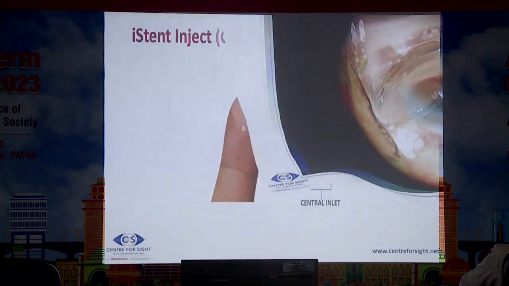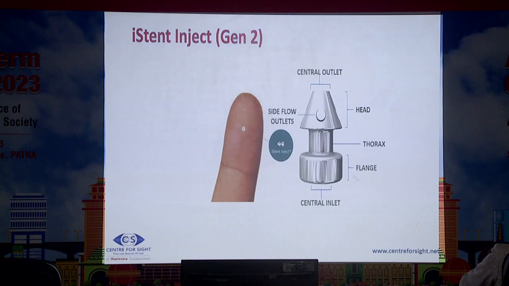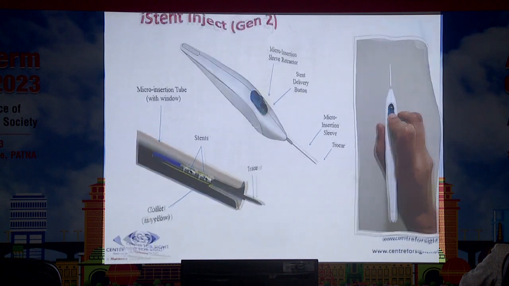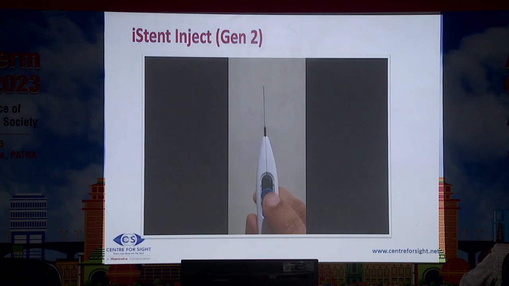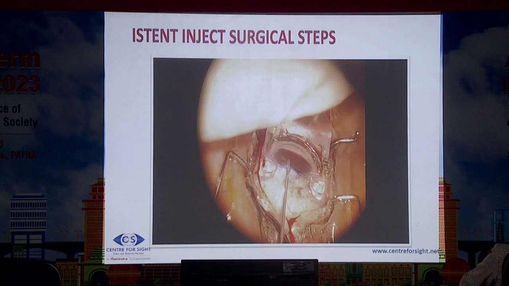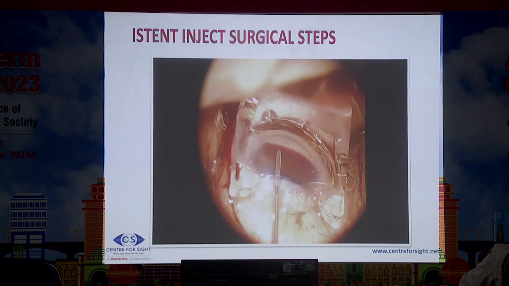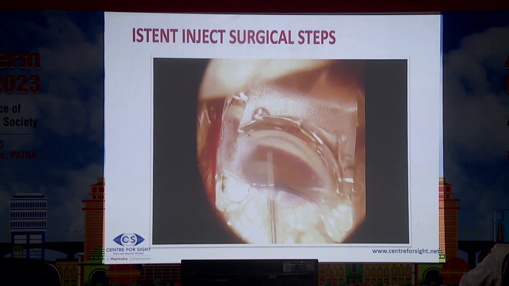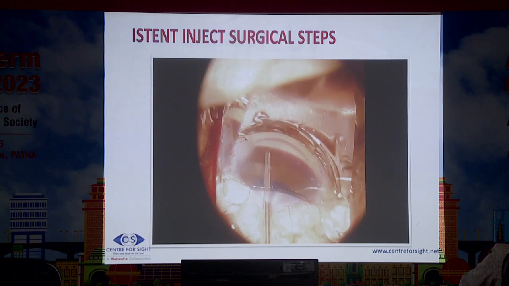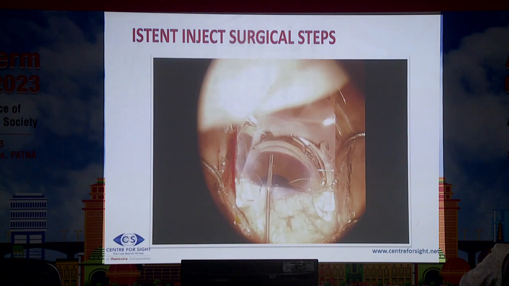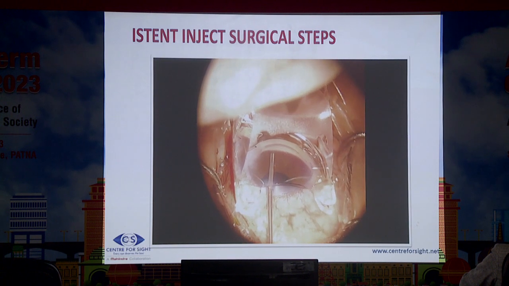Then comes the iStent Inject, or the generation 2, which has 2 implants in the same injector. That's how the injector looks. And this is how you implant the inject. The sleeve is first retracted and you go perpendicular to the trabecular meshwork. The trocar is inserted into the trabecular meshwork perpendicularly, creating a small dimple on the trabecular meshwork.